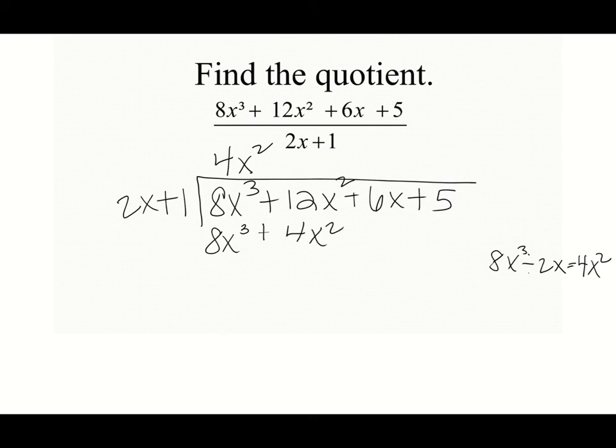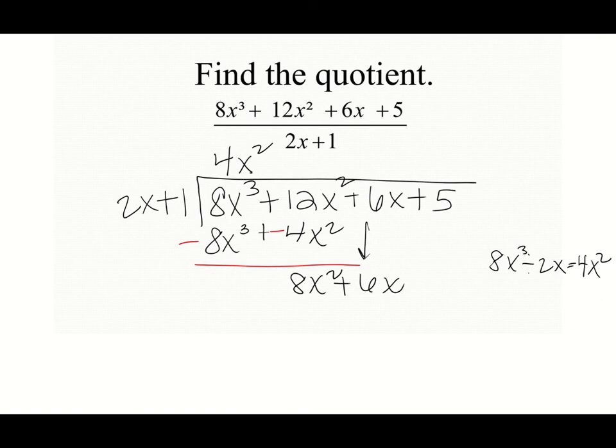squared. So if we draw our line and change our signs, 8x cubed minus 8x cubed is 0, and then 12x squared minus 4x squared is going to give us 8x squared. Drop down our 6x.